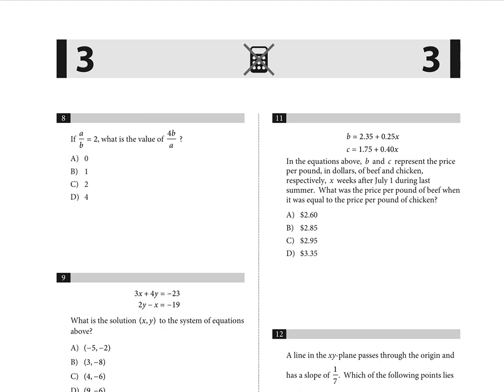A over b equals 2. Well, if a over b is 2 over 1, then we can flip both sides and get b over a is equal to 1 over 2. And if we put a 4 there, we put a 4 there, and now we got 4 times a half is equal to 2. So it's 2.